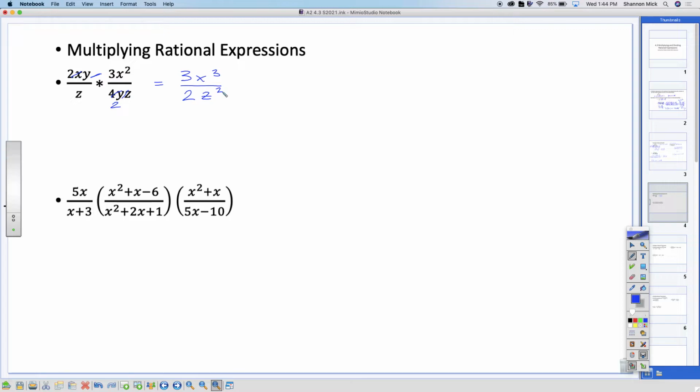Okay, so now I got all these rational expressions multiplied times each other, right? So I gotta know that this is in parentheses, yes? And so's that. So what do I have to do to everything?